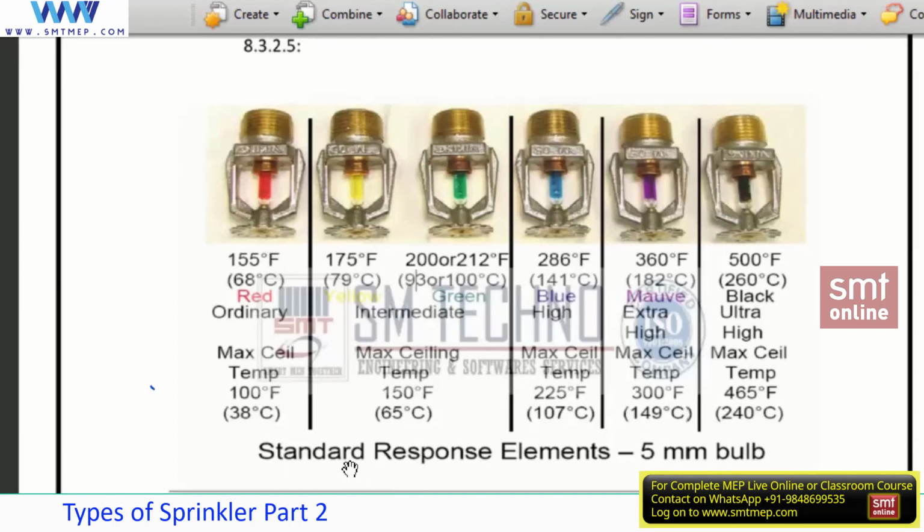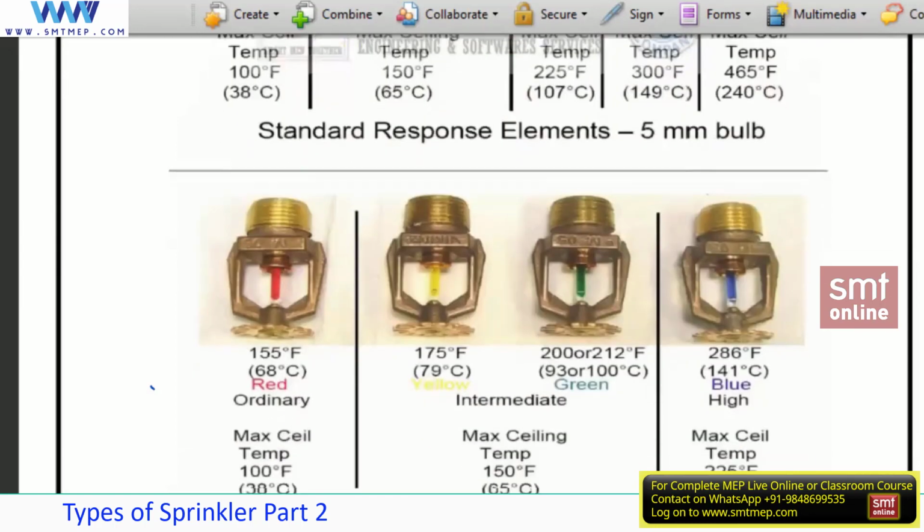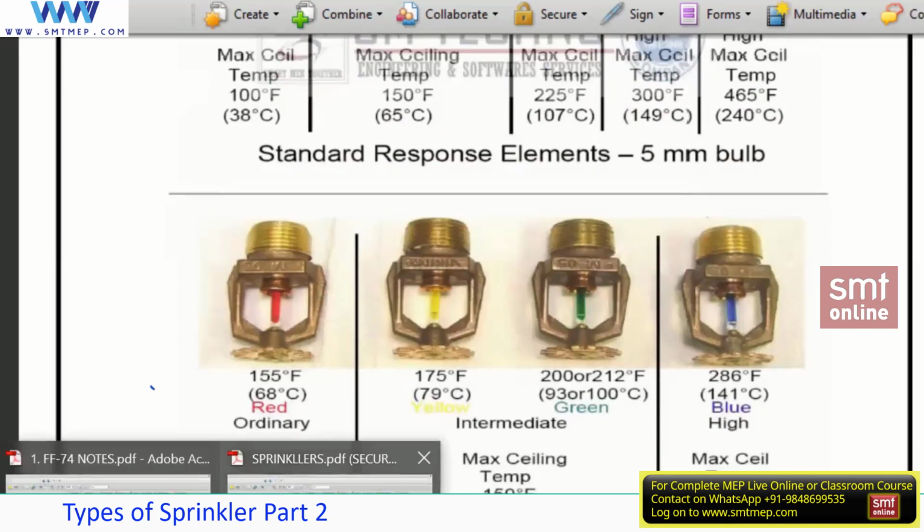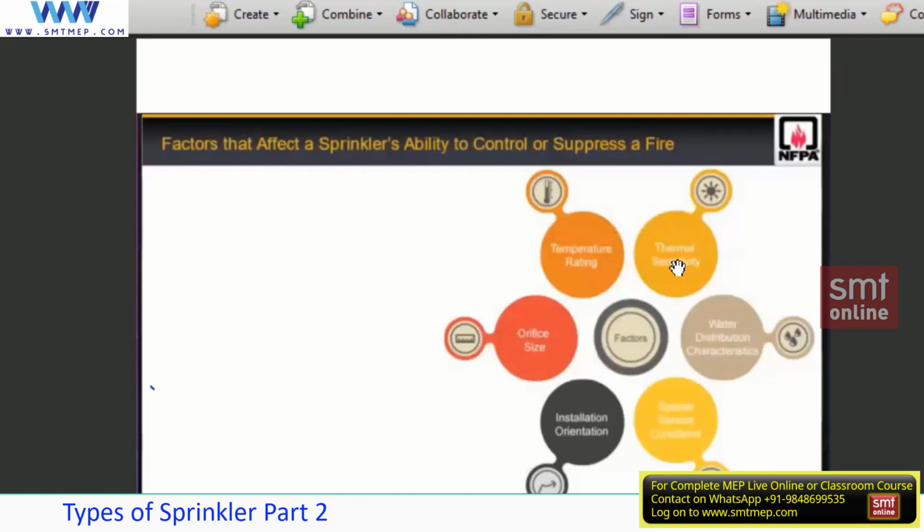What does a 5 mm bulb mean? Standard response. In the next image, what is 3 mm for? Quick response or fast response. This is the diameter with the different colors. So this is the first factor, thermal sensitivity, again related to the temperature rating. We'll discuss all these factors.